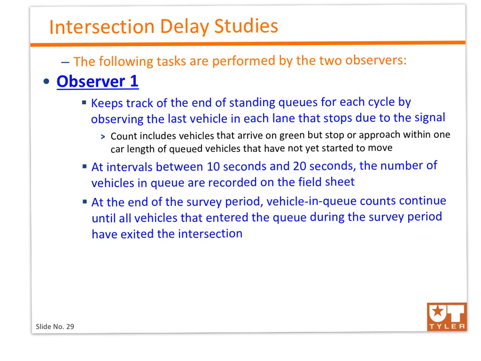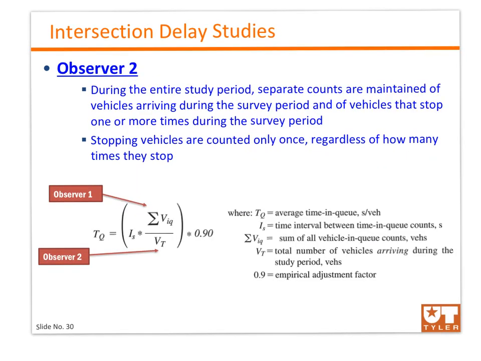At the end of the survey period, the vehicles in queue counts continue until all vehicles that entered the queue during the survey period have exited the intersection. When it comes to observer number 2, during the entire study period, separate counts are maintained of vehicles arriving during the survey period and of vehicles that stop 1 or more times during the survey period.